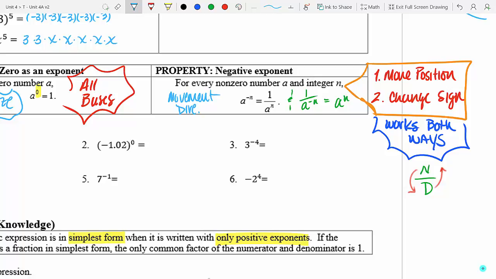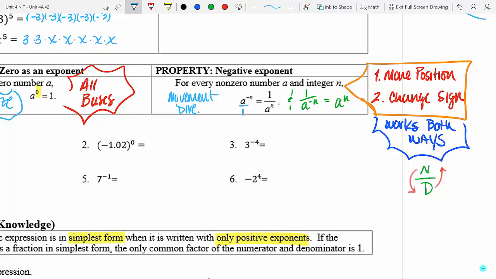Okay, so what it's telling you is to take that base, if you see a negative exponent, and move it. Well, where are you moving it to? Well, every base, if it's a whole number, an integer, is over 1. It's in the numerator. And if it's in the denominator, that's the location. So really what we're talking about here is movement between the numerator and denominator.